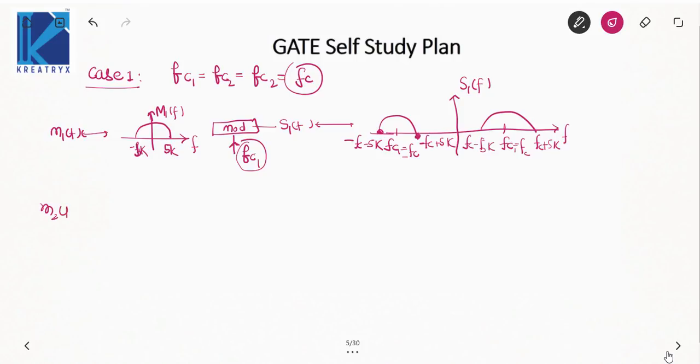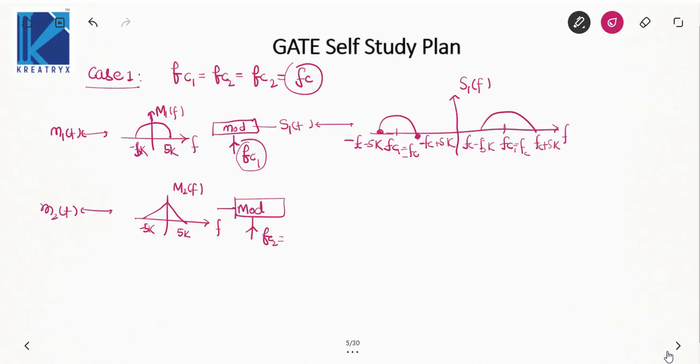Now the message signal m2(t) was also having frequency from minus 5k to 5k. This frequency will be M2(f). Now it is passed to the modulator.